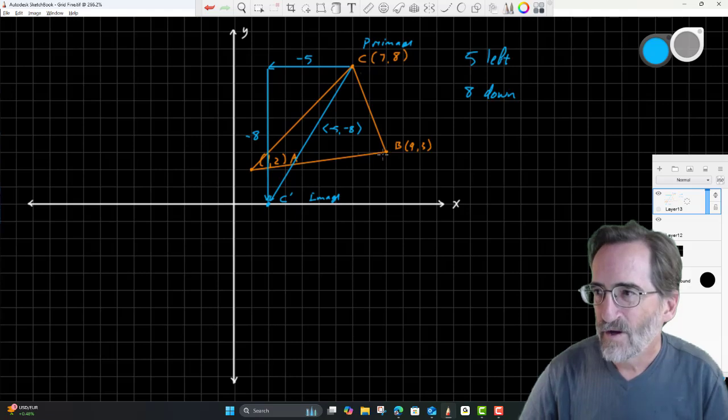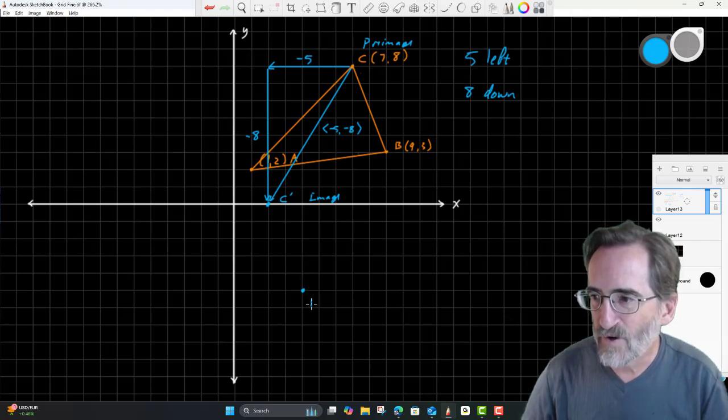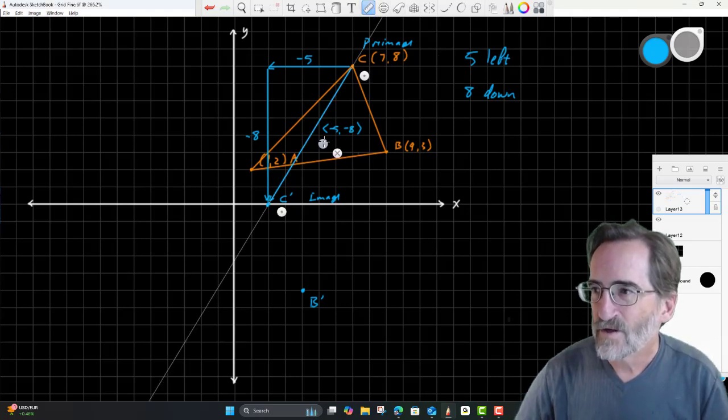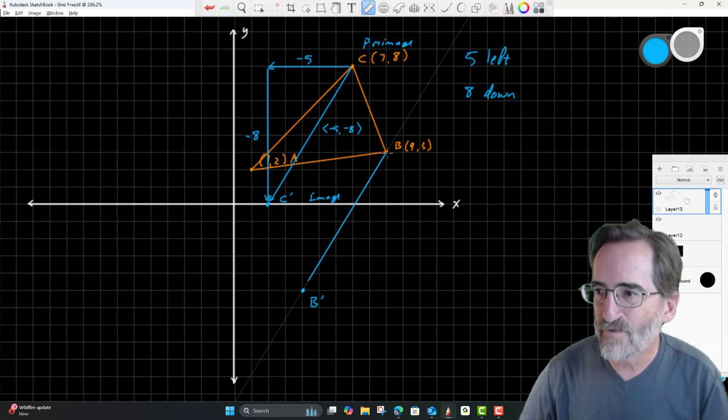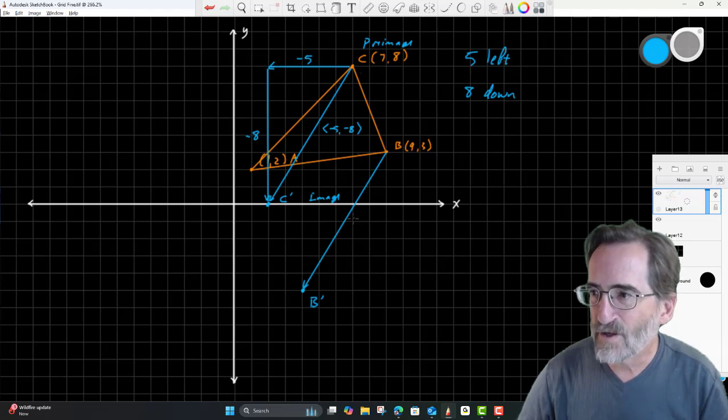B goes left 5, 1, 2, 3, 4, 5, and 8 down, 1, 2, 3, 4, 5, 6, 7, 8. So this is B prime. And notice its vector, I'm just going to draw the diagonal component, has the same length and is going the same direction. So this vector is parallel to the original. It's still indicated by the vector ⟨-5, -8⟩. We went 5 left and 8 down.